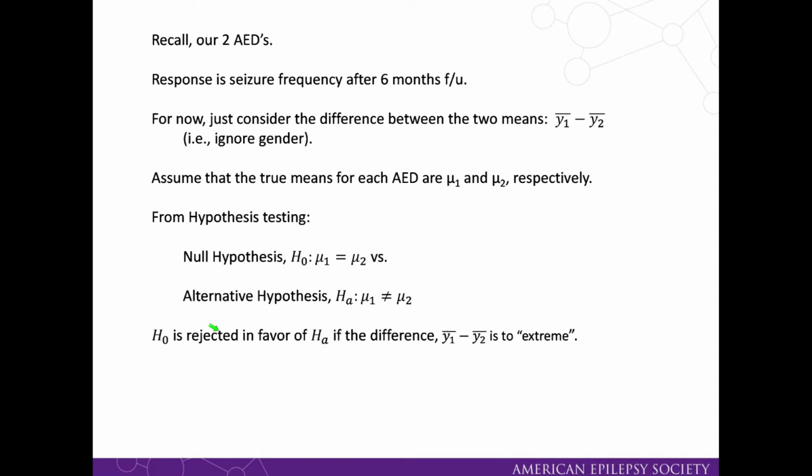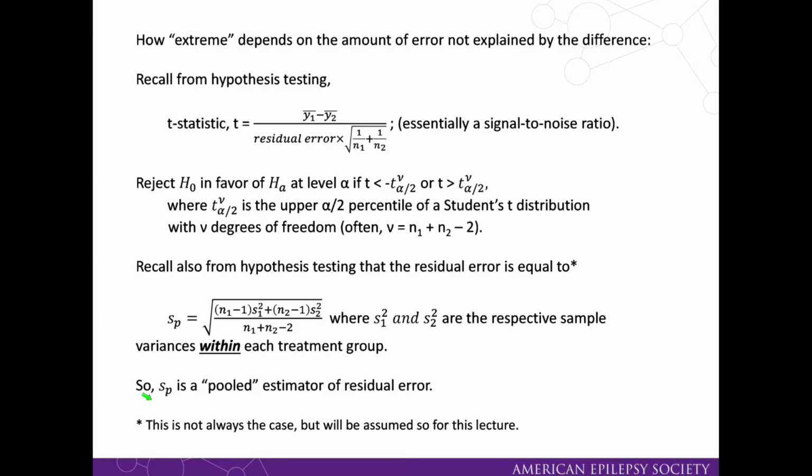And as you may recall, H0 is rejected in favor of the alternative hypothesis, H sub A, if this difference is too extreme. And I put extreme in quotes because we know they'll be different. It'd be very unusual to get two means that are exactly equal. But how different is too different? So how extreme depends on the amount of error not explained by the difference.